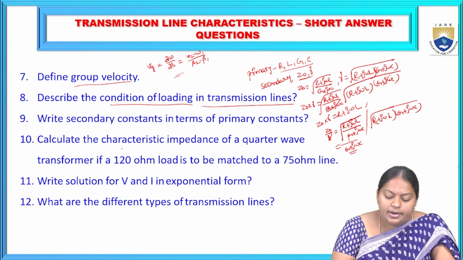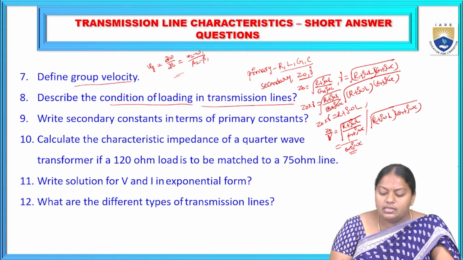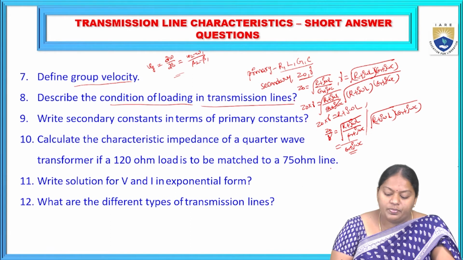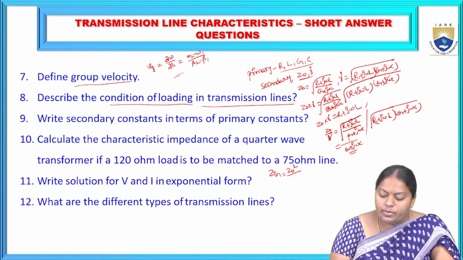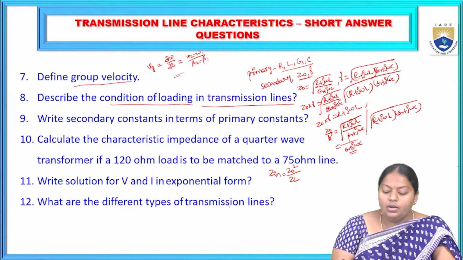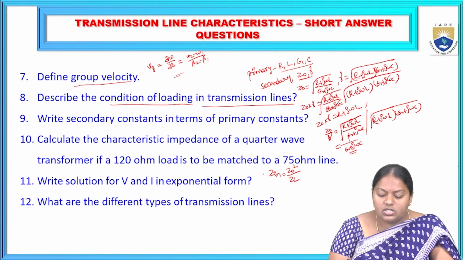Next, calculate the characteristic impedance of a quarter wave transformer if a 120 ohm load is to be matched to a 75 ohm line. To find this, generally the formula is given by Zn equal to Z0 square by ZL. The input impedance of a transmission line terminated with a quarter wave transformer is given by Zn equal to Z0 square by ZL.